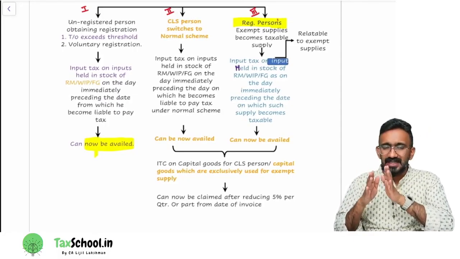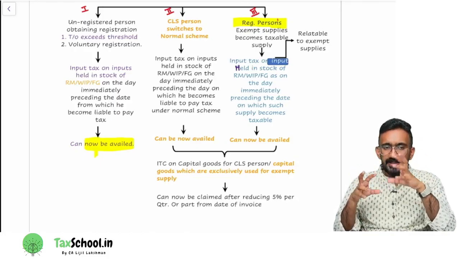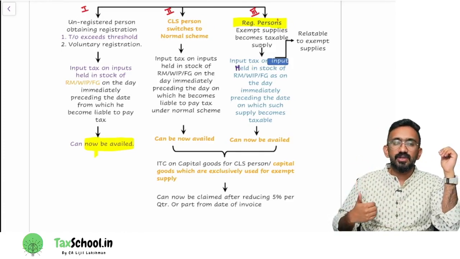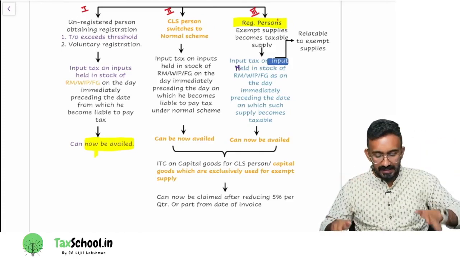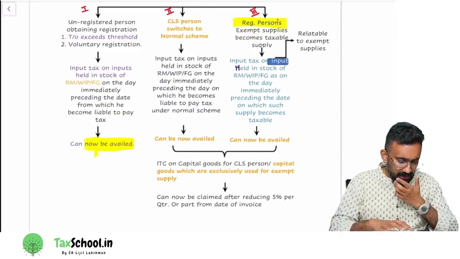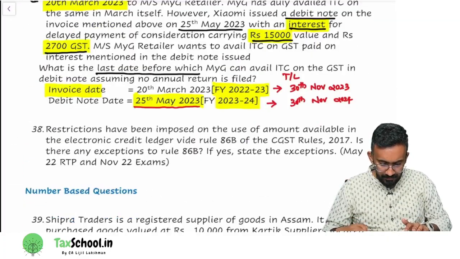So for first case, unregistered to registered, only stock. CLS to normal scheme or registered persons exempt to taxable, both stock ITC can be taken. Also, I can take ITC on the capital goods. This is what section 18 says. I will take you through a question. Before that, let's look at some control. No, we can look at the question, then come back to the control mechanism for this.